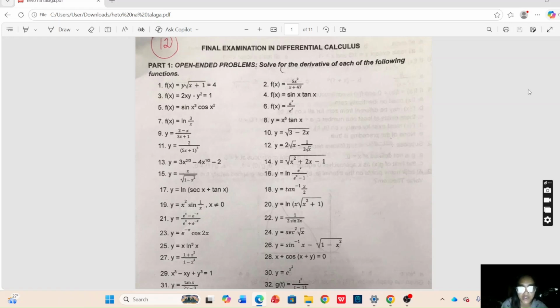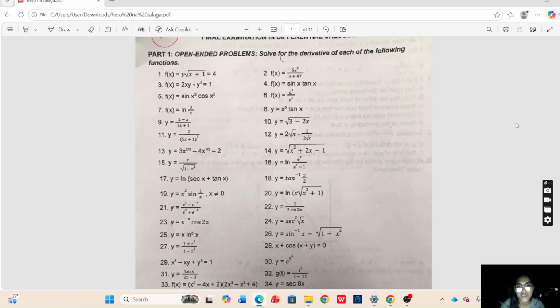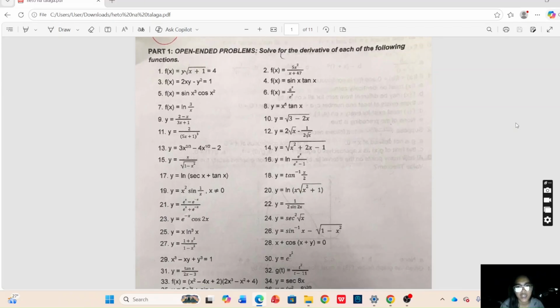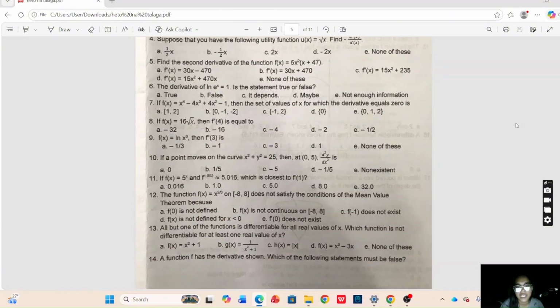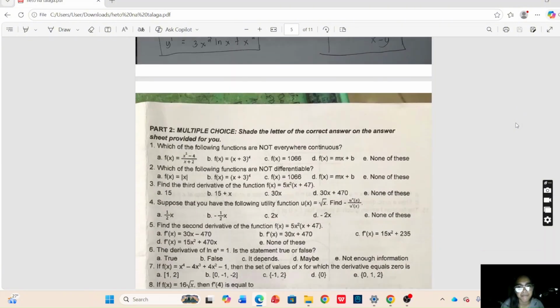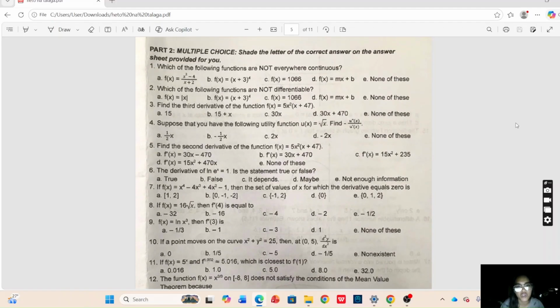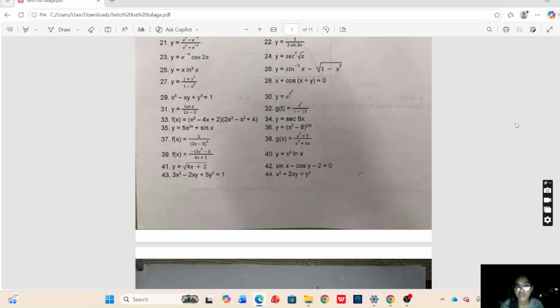Good day, everyone. So, we're going to discuss the final examination in differential calculus. First, we have part one, which is all about solving the derivative of each of the following functions. Then we have part two, which are multiple choice, but it's also mostly about derivatives.